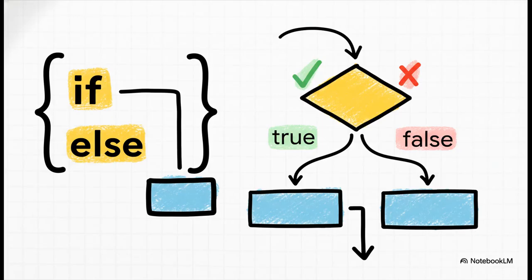So here's the key takeaway. With if-else, the program is always going to do something. It follows one path if the condition is true, and it follows a totally different path if the condition is false. The program no longer has the option to sit on the sidelines. It has to make a choice.